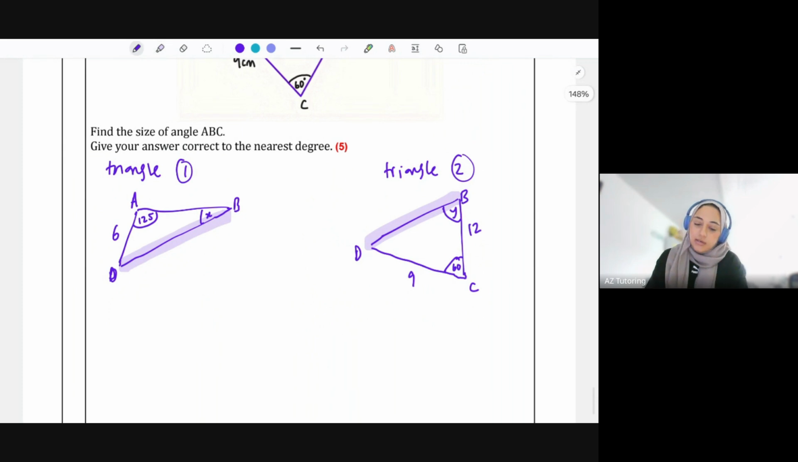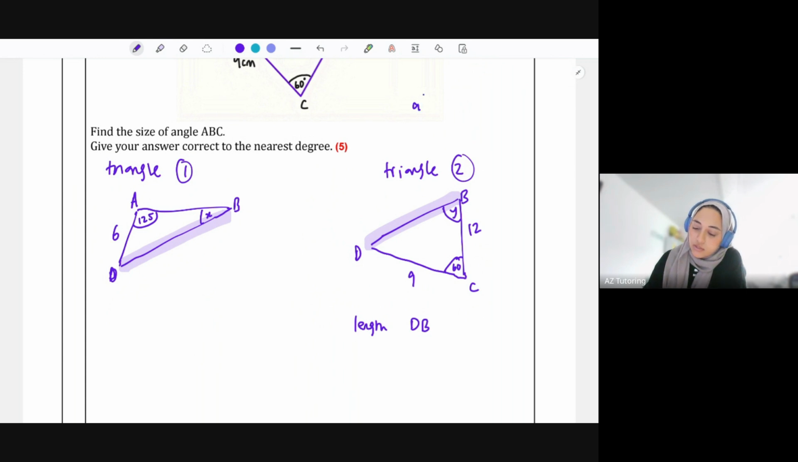So let's work out the length of DB. Now remember, there are loads of different ways to do this question, so there's just one of the many ways. So I'm going to work out the length of DB. How can I work out the length of DB? Well, I've got 2 lengths and I've got an angle. So I could use a cosine rule.